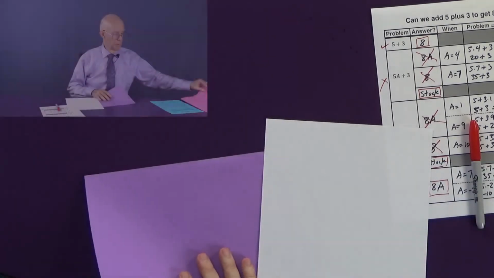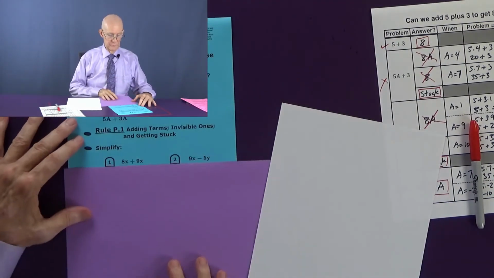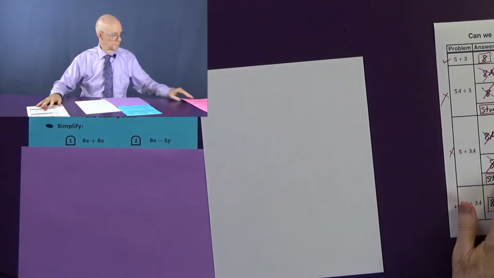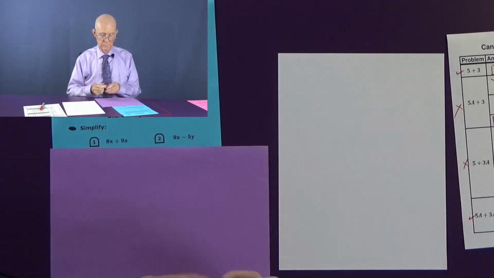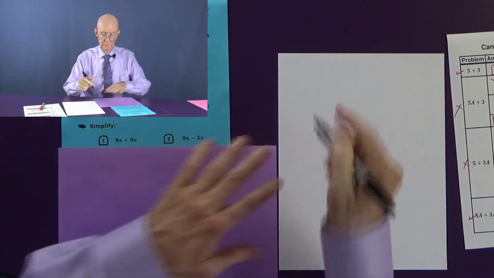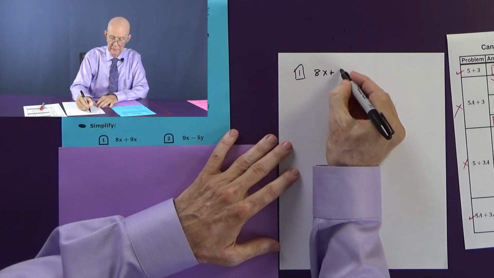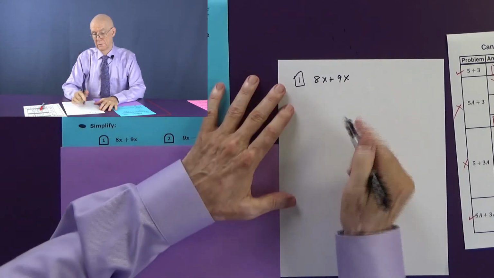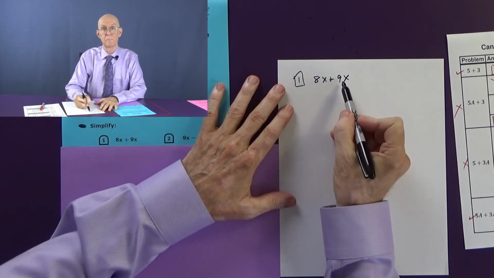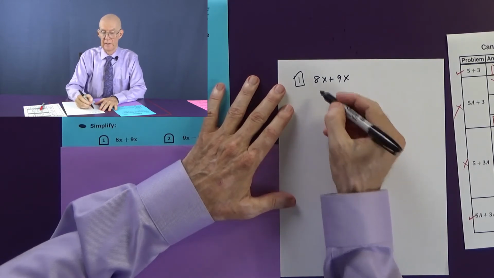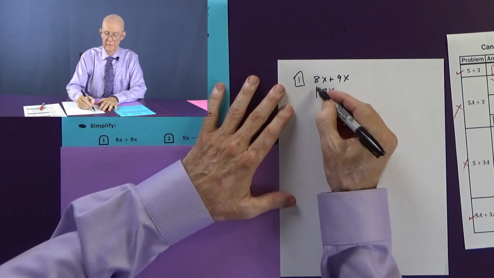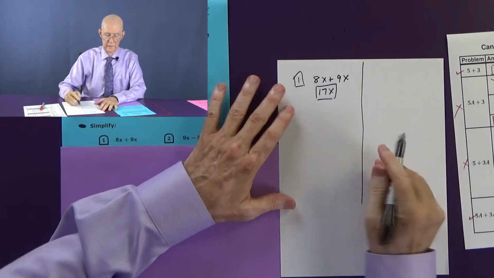Now I'm going to do 6 examples here. Number 1, 8x plus 9x. Well, the letters are the same. So I can add the 8 and the 9 to get 17x. That's the answer. I'll draw a line here.